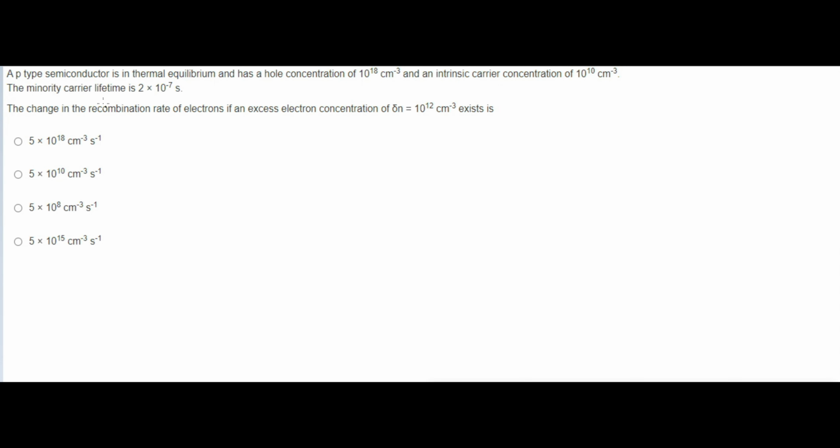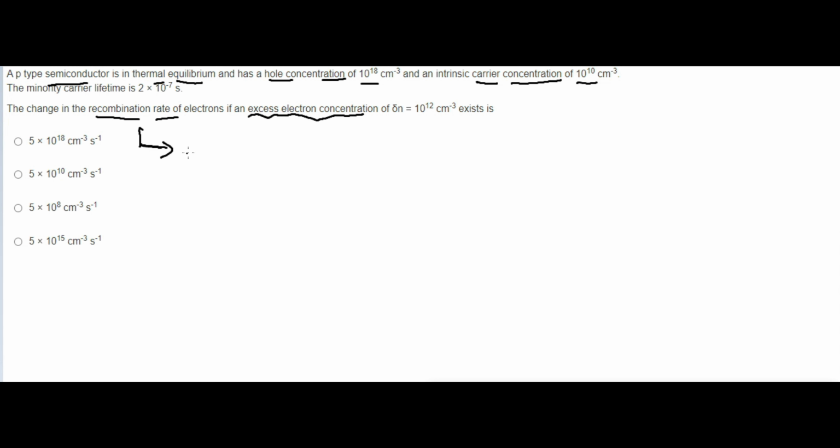Second question: a p-type semiconductor at thermal equilibrium has a hole concentration of 10^18 per centimeter cube, and an intrinsic carrier concentration of 10^10 per centimeter cube. The lifetime and everything else is given. Now they have asked about the recombination rate for an excess electron concentration. So how can I say recombination?